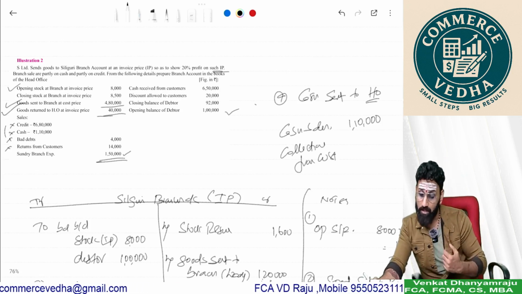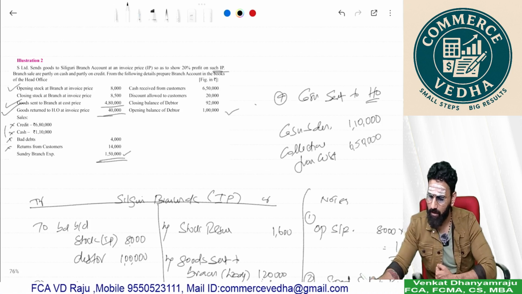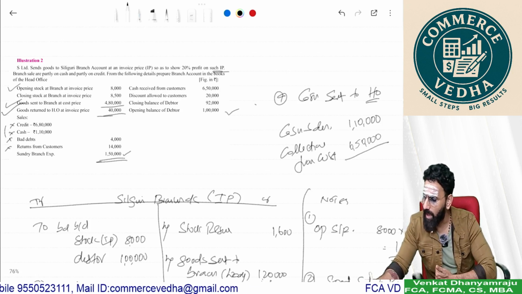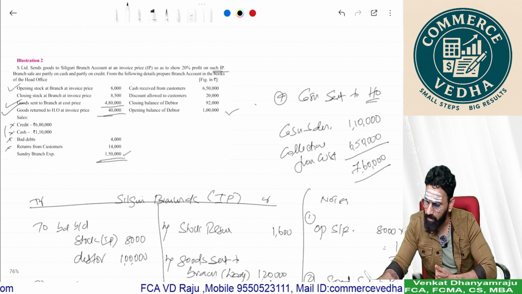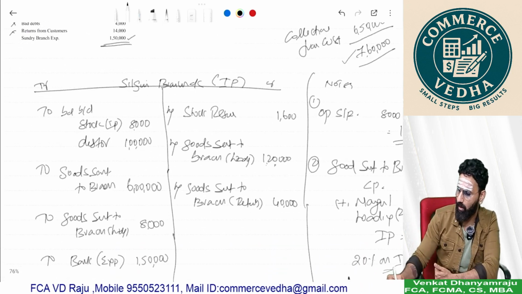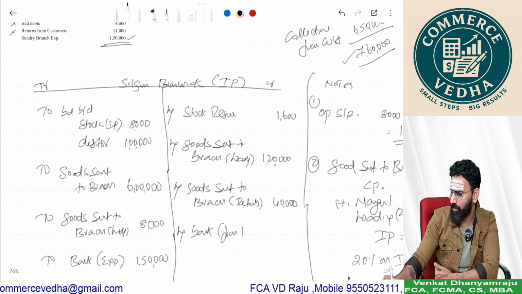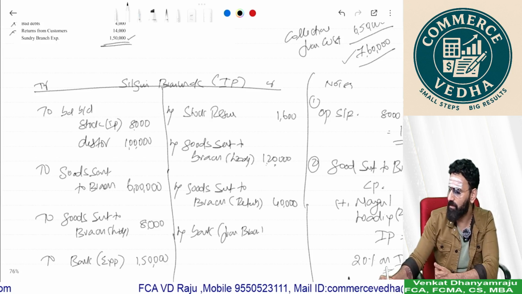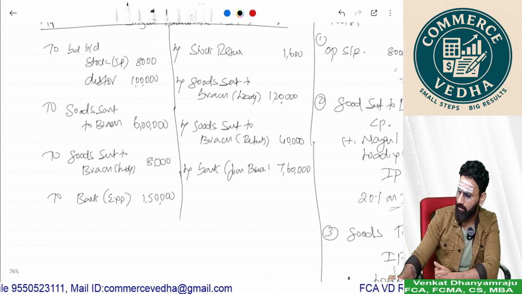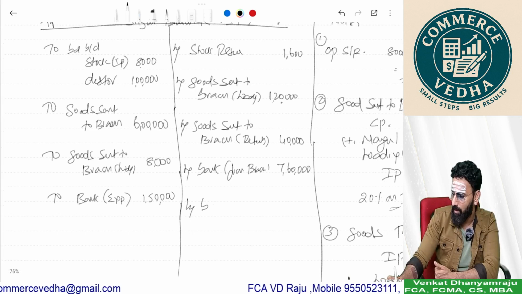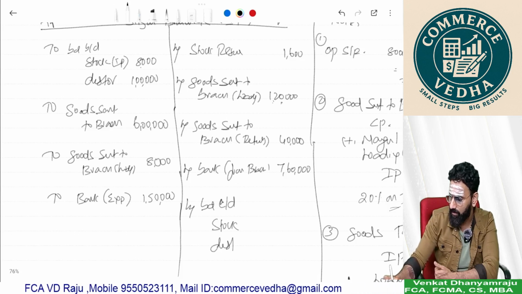How much did you collect from customers? 6,50,000. So total cash with you is 7,60,000, which is sent back to head office. So I'll write by bank from branch, which is 7,60,000. Now after this, we need to know our balance carried down, stock and debtors.